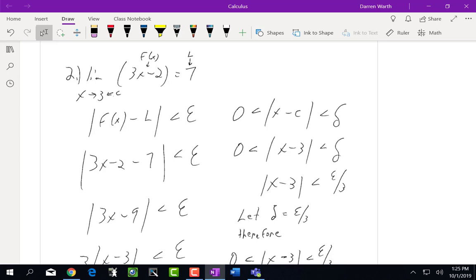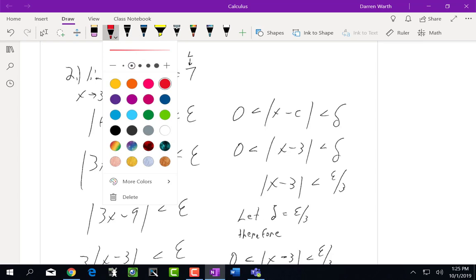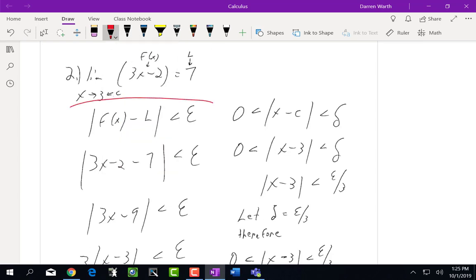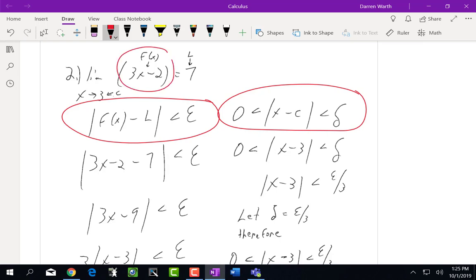So for our epsilon delta definition, we just need to remember that it is this definition right here, which is the absolute value of f of x minus my limit is less than epsilon. And then we also have to remember this other part, which is 0 is less than the absolute value of x minus c, which is less than delta. To remind ourselves, f of x is going to equal 3x minus 2. My c is right here, which is 3, and then my limit here is 7.